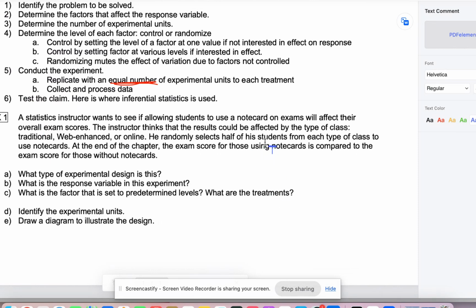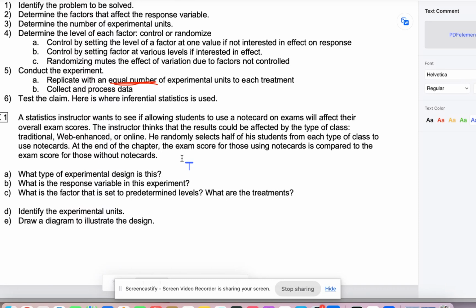use inferential statistics. Okay, so here's an example of what you are going to see in your practice. A statistics instructor wants to see if allowing students to use a note card on exams will affect their overall exam scores. The instructor thinks that the results could be affected by the type of class, traditional, web enhanced, or online. He randomly selects half of his students from each type of class to use note cards. At the end of the chapter, the exam score for those using note cards is compared to the exam score for those without note cards.